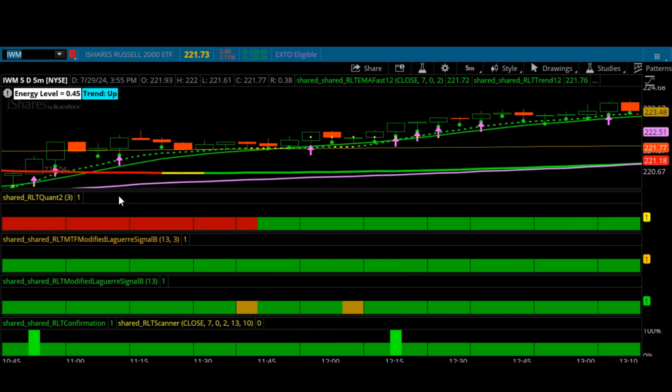IWM, this was a pretty nice one you can see here. Again, it's green across the board. We have a couple of yellows in here, but they didn't really last long. You don't want to take it up here. You see, you're away from the 15. You don't want to chase it up here. It comes back along the 15. Here's where you want to get into it.